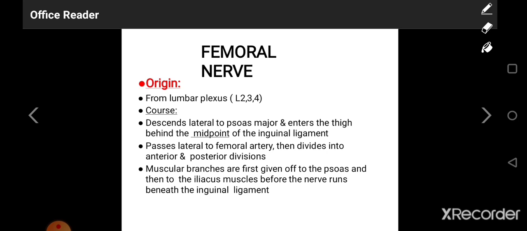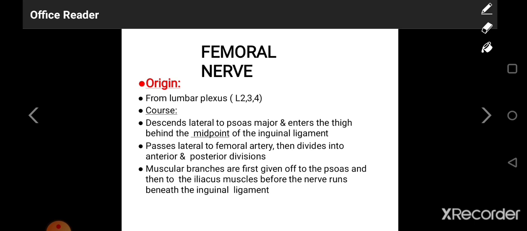Now the femoral nerve. The femoral nerve originates from the lumbar plexus and the root value is L2, L3, L4. In its course, it descends lateral to the psoas major muscle and then enters the thigh behind the midpoint of the inguinal ligament. The midpoint of the inguinal ligament means the midpoint between its attachments, from the anterior superior iliac spine up to the pubic tubercle.